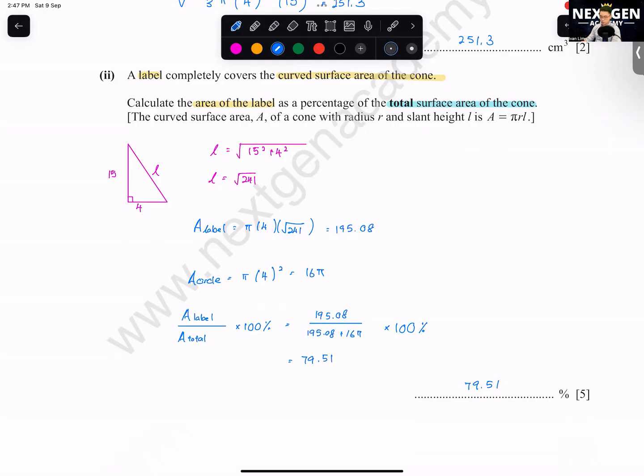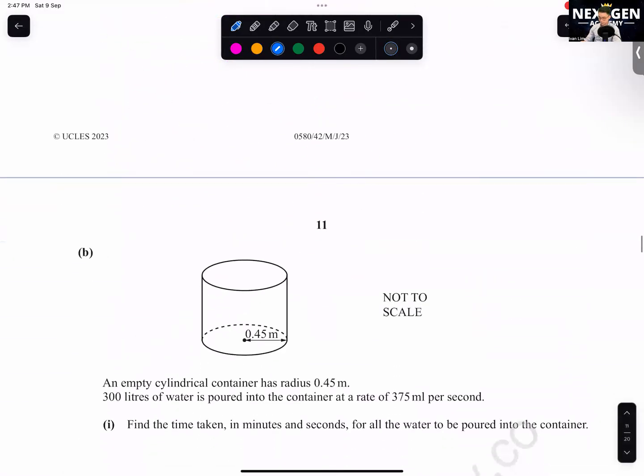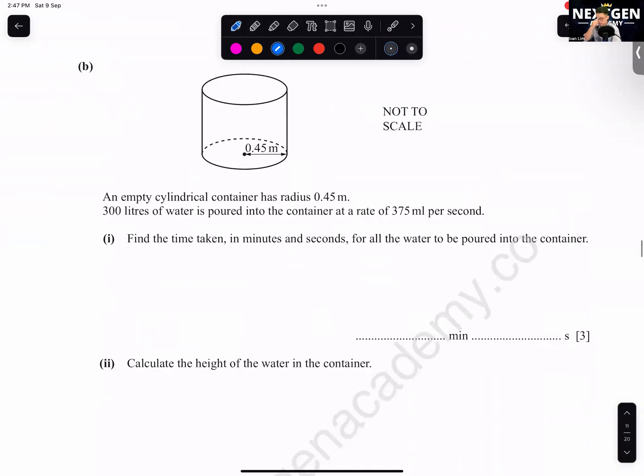Okay, let's go to question B. An empty cylinder container has radius 0.45 meter. 300 liters of water is poured into the container at a rate of 375 ml per second. Find the time taken in minutes and seconds for all the water to be poured into the container.